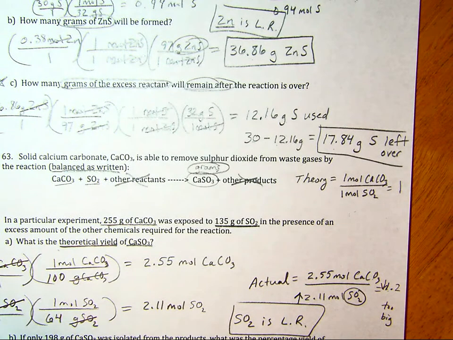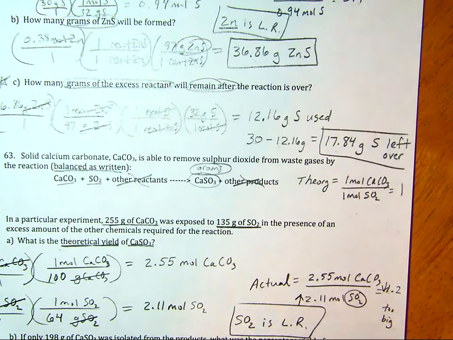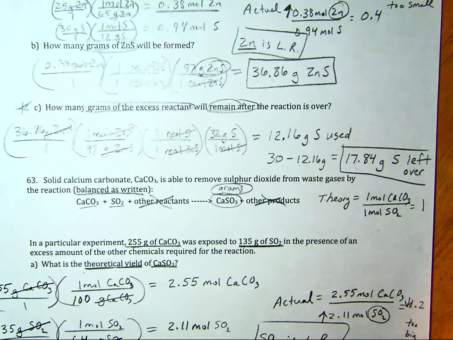Well, that's not really what it asked us to find, was it? We wanted the theoretical yield of this product. So how much product can we form? Now we've got to go back and do some stoichiometry. But it's important to know which one is limiting. SO2, or sulfur dioxide, is our limiting. So when we do our stoichiometry, we're going to base it off of the moles of our limiting reactant.